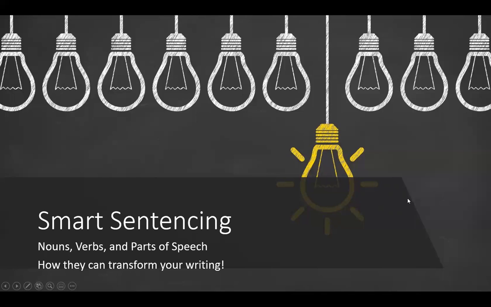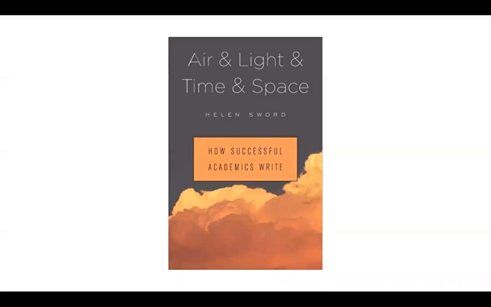Today I'm going to walk you through an activity called Smart Sentencing. This activity comes from Helen Sword's book titled Air and Light in Time and Space, How Successful Academics Write. And this activity really is a great practice thinking about the word choice that you use in your writing.